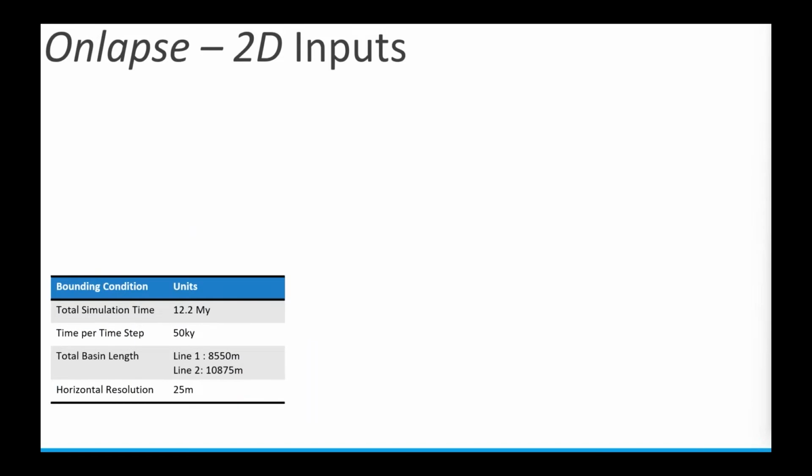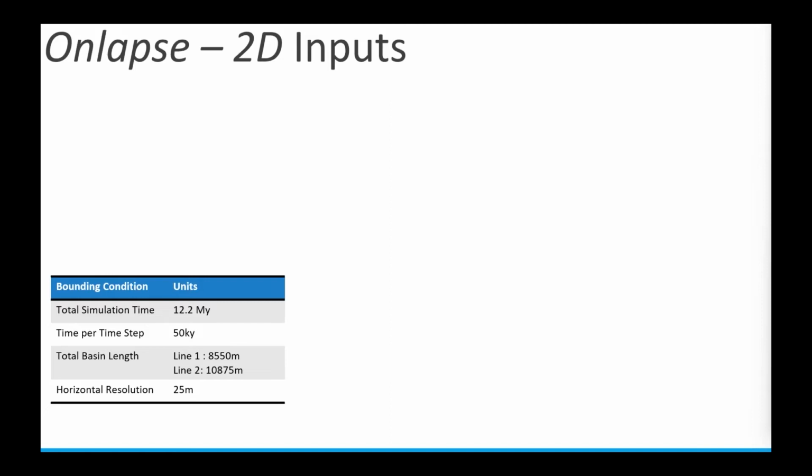So before we get into the deep dive of our model cross sections, I need to take a quick look at the basic inputs of our model, and we're going to start off with the boundary conditions, where we have the total simulation time of 12.2 million years from the middle Miocene up to present day, which gives us a time per time step of 50,000 years and a total number of time steps of 244. The total basin length for line 1 is 8,550 meters, for line 2, 10,875 meters. And we have a horizontal resolution within our model of 25 meters. This essentially means the horizontal distance that each cell within the model represents.